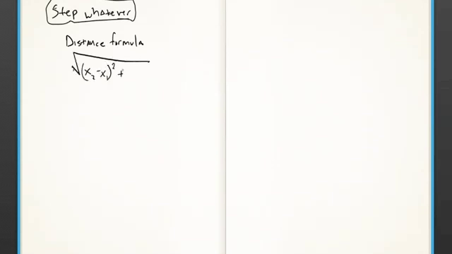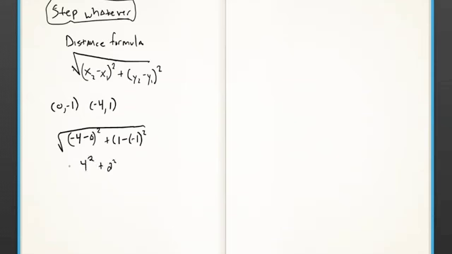So here's the distance formula, which you know, and I'm just going to plug in those points. So (0, -1) and (-4, 1), and I will find that my distance is the square root of 20. So again, you can go back and review this by pausing.